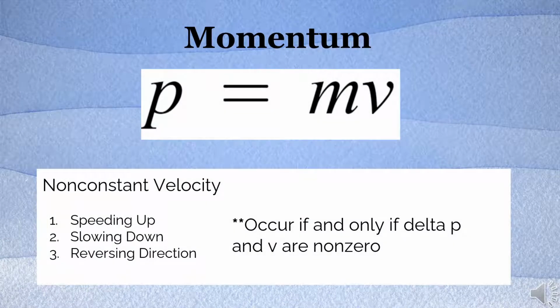The main concept of this week was momentum. Momentum, represented by the letter P, is equivalent to the object's mass times its velocity. This week, we dealt with the cases of non-constant velocity, where there are three main cases. The object can be speeding up, slowing down, or reversing in direction. All of these can only occur if delta P and delta V are non-zero quantities.